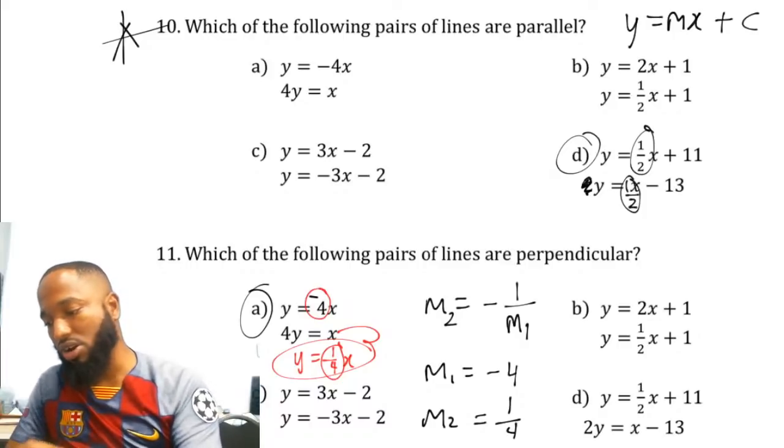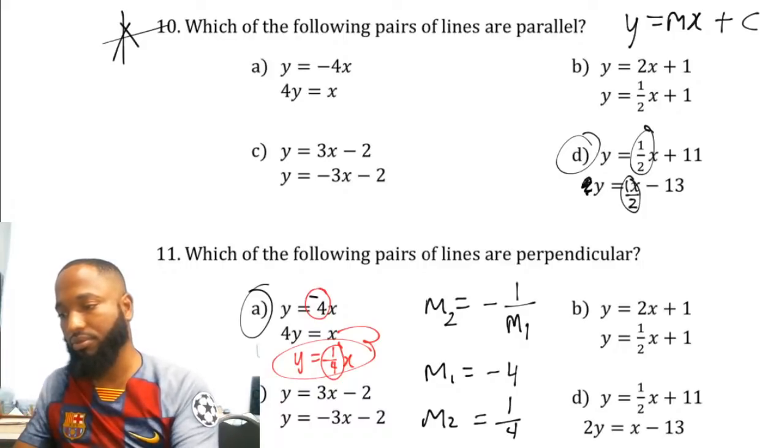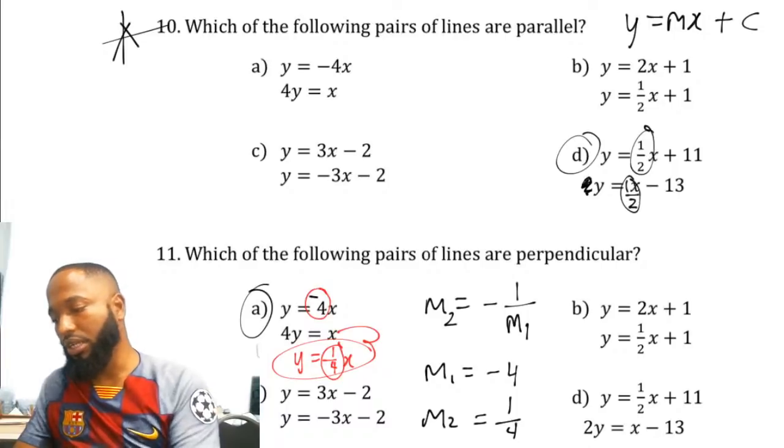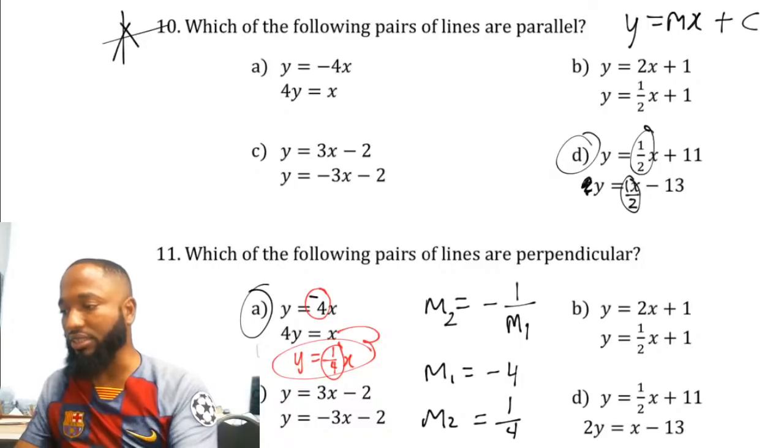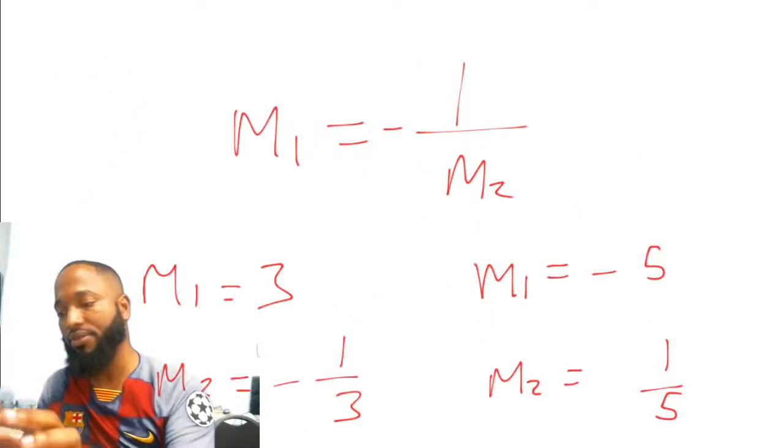Next question. Next question is an easy one. So we're on 12 and we're going to 19. Good speed. Good pace.